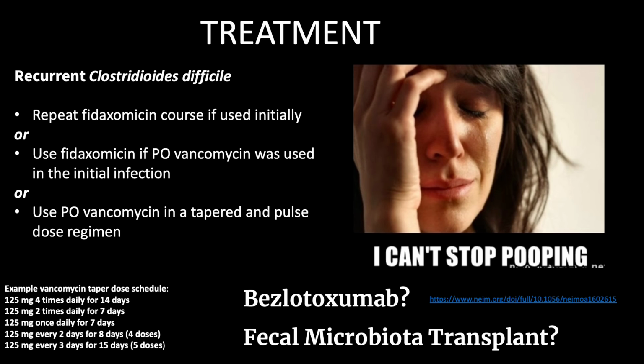The new guidelines also suggest using a new monoclonal antibody called bezlotoxumab. That's if the recurrence was in the first 6 months. Bezlotoxumab is a monoclonal antibody that binds to the toxin itself. I encourage you all to read the trials of this new medication. They were published in 2017. I provided a link there for the New England Journal of Medicine paper.